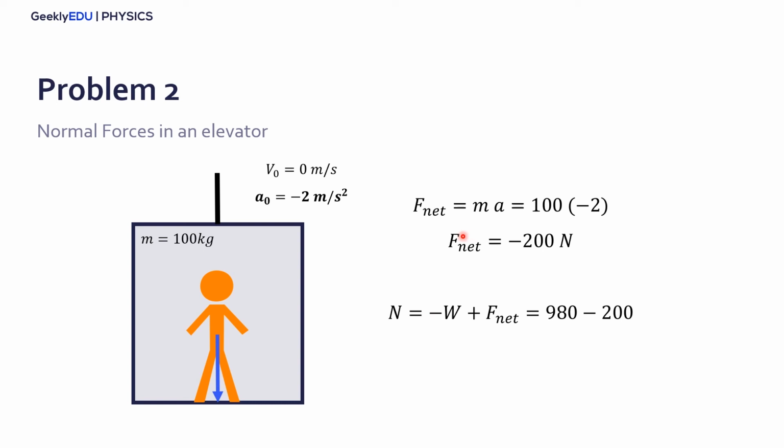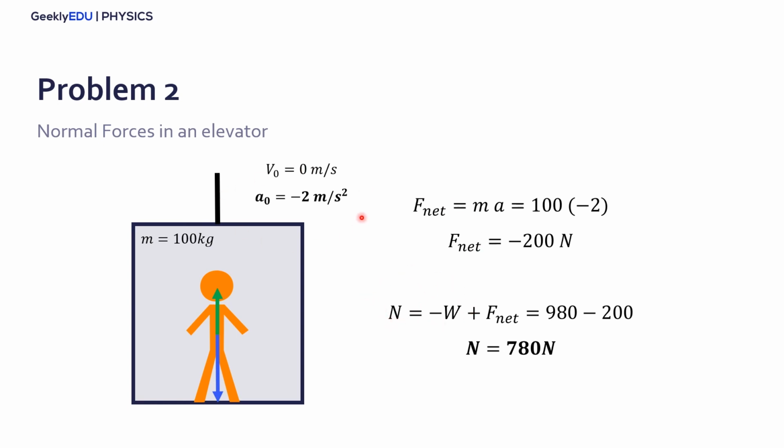So the normal force should be the opposite of the weight, needs to compensate the weight, but in this case here, we also need the net force. And if we add these two forces, we have that the normal force is 780 newtons. So it's less than the weight force, okay? So be careful when you're solving a problem. So the normal force is not always the opposite of the weight only, okay? Sometimes it can be, sometimes it cannot.